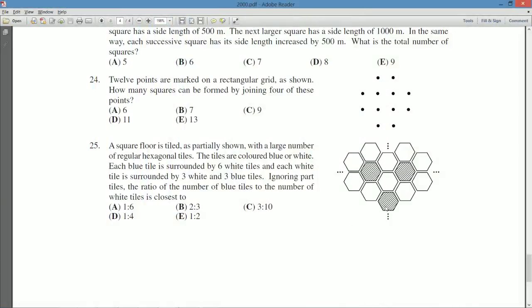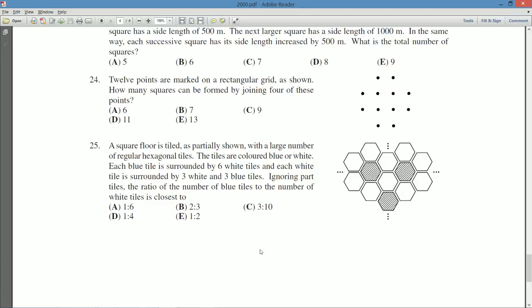Likewise, to solve this one, what we could do is draw bigger and bigger pictures. Set up exactly this way, where each blue tile is surrounded by 6 white tiles, and each white tile is surrounded by the 3 blue and the 3 white. And we could draw bigger and bigger and bigger ones, and eventually the ratio will become more and more clear.